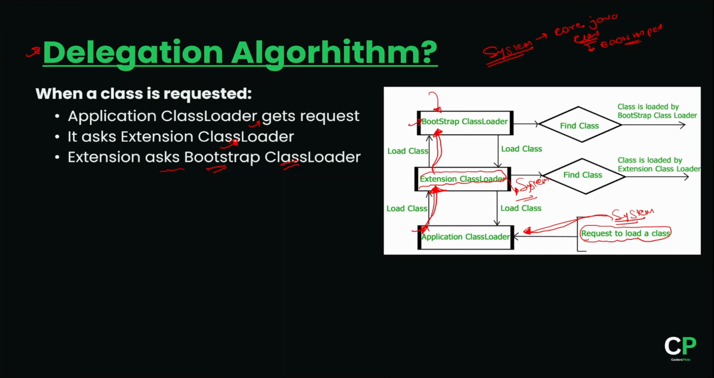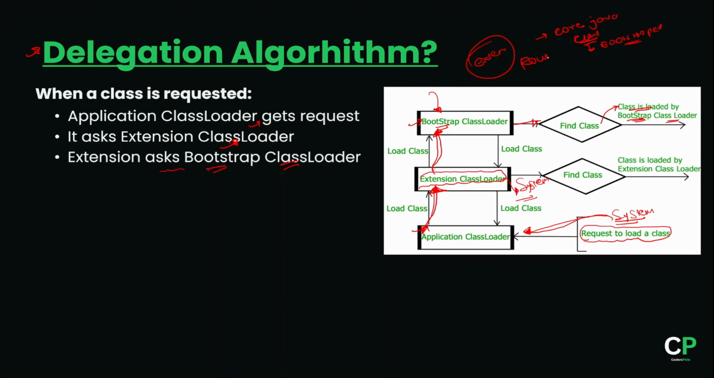Now the Bootstrap class loader gets the request to load the System class. It will search whether this System class is present in the core Java classes. If it finds this class, then the class is loaded by the Bootstrap class loader. This way the core Java class is loaded by the Bootstrap class loader. Suppose now we want to load some extension class.